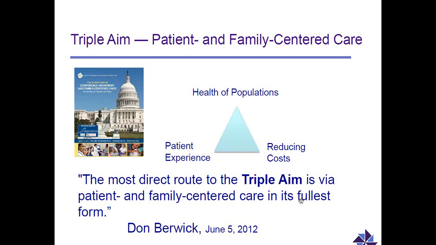I know many of you are working on the triple aim, and at our international conference last June, Don Berwick said the most direct route to the triple aim is via patient and family-centered care in its fullest form. So as you work to improve the patient experience, the health of populations, and reduce costs, that really is possible. And the resource you have to do that is to partner with your patients and families to help figure out how you do that well.